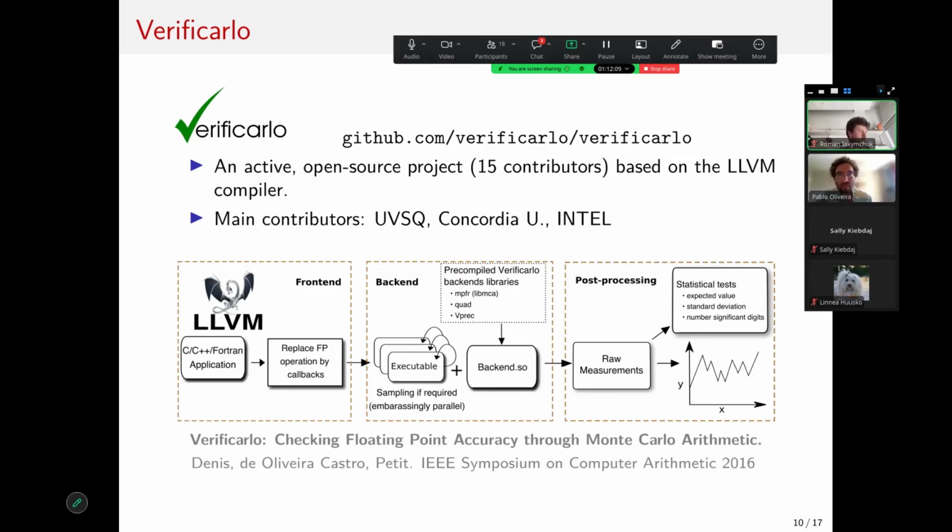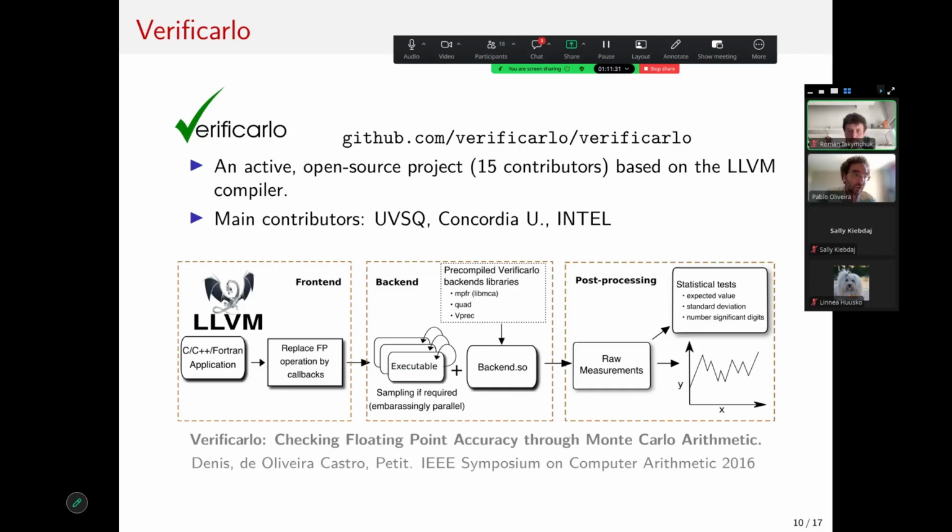And the idea is we leverage the LLVM compiler. So we take any code that the LLVM compiler can compile, and we replace all the floating point operations by callbacks to specialized backends. Those backends provide alternative floating point models, and in particular, stochastic rounding. We repeat the runs many times, for example for stochastic rounding, we get the samples, and then we do a statistical analysis to get the precision of our code.